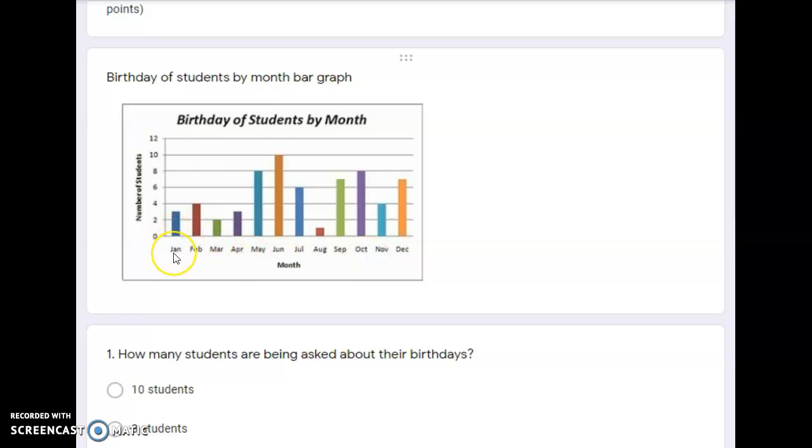So for January, how many students? There's 3. February, there's 4. 4 students who will celebrate their birthday on the month of February. March, there's 2. April, there's 3. May, there's 8 students. June, there's 10. July, there's 6. August, there's 1. September, there's 7. October, there's 8. November, there's 4. And December, there's 7.